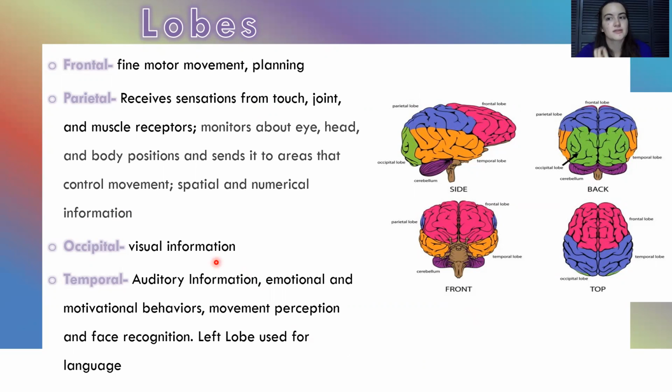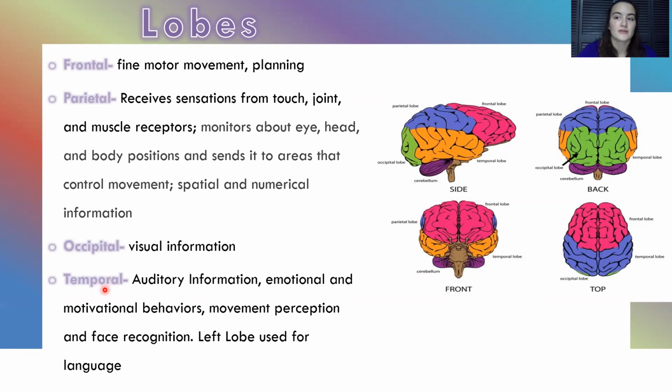So next we have the occipital lobe. The occipital lobe is in green. It is important for visual information. Now the brain is contralateral and upside down. So the back of your brain is going to control the eyes. So you'll see that the majority of the back of your brain is taken up by the occipital lobe.